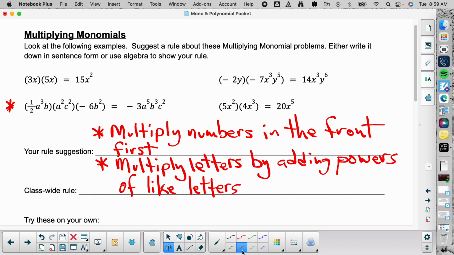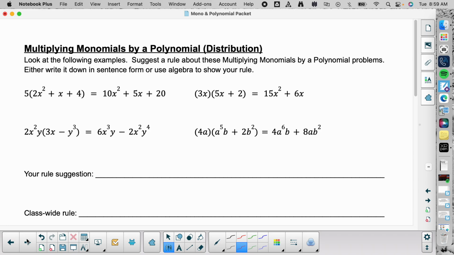Do you have that done? Okay, here's what I wanted to get to. So, multiplying monomials by a polynomial, distribution. That sounds horrible. Monomial, wait, we should go with somebody.